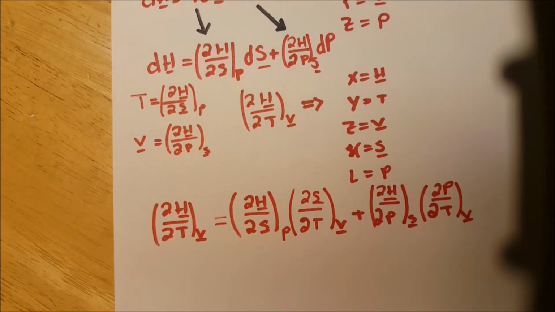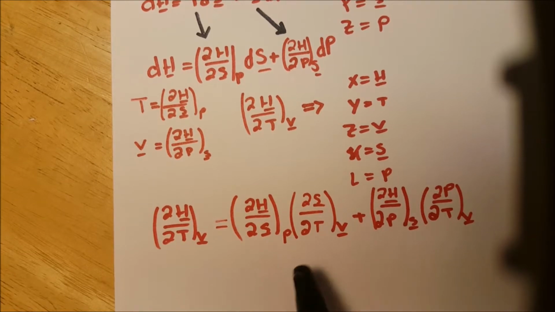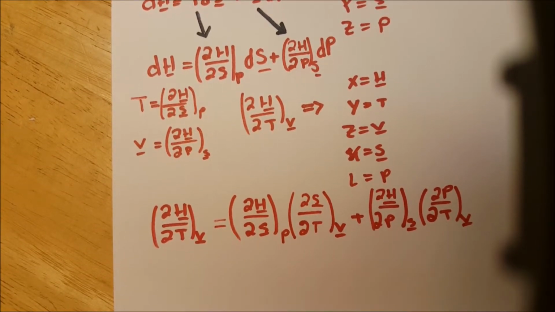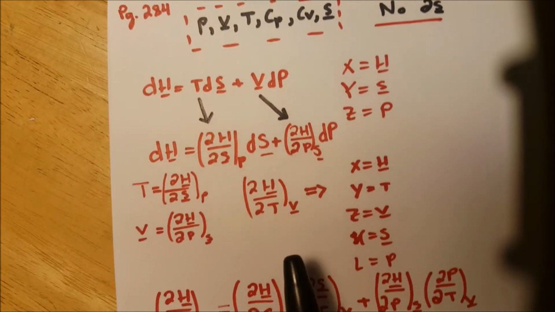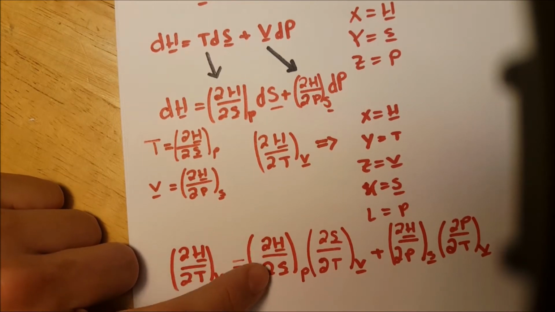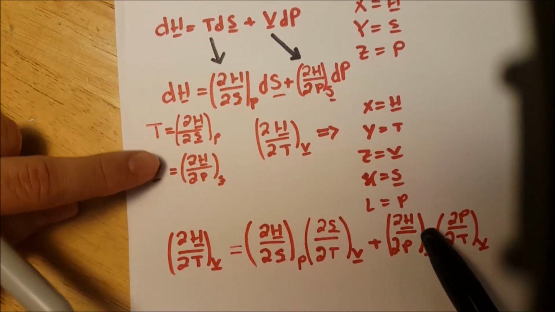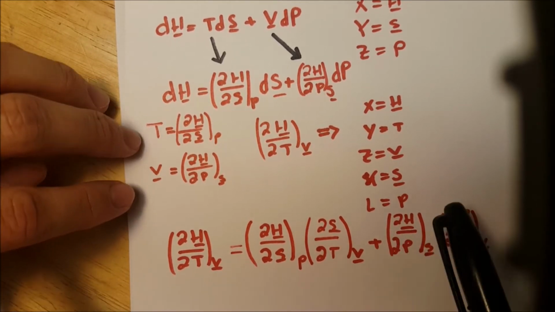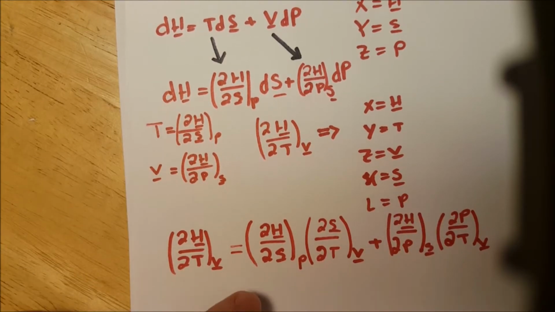So now we have a situation where it just looks like a big mess of things we don't even know. What's this? What is that? Who knows? Well, we know, because we established a relationship up here. We know that (∂H/∂S) with P constant is T, and we know that (∂H/∂P) with S constant is V. This is why we forced k and l to be S and P, so we can force these to appear here, and we can cancel them out.